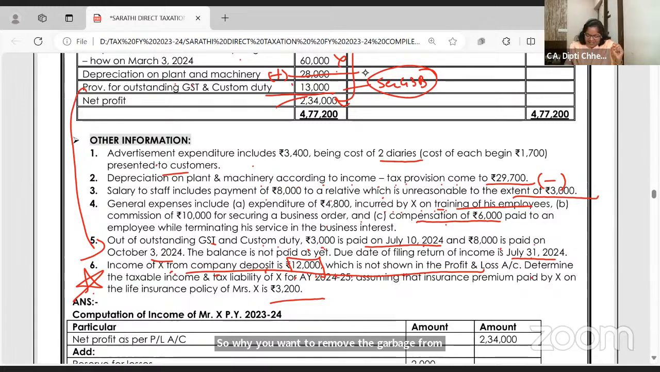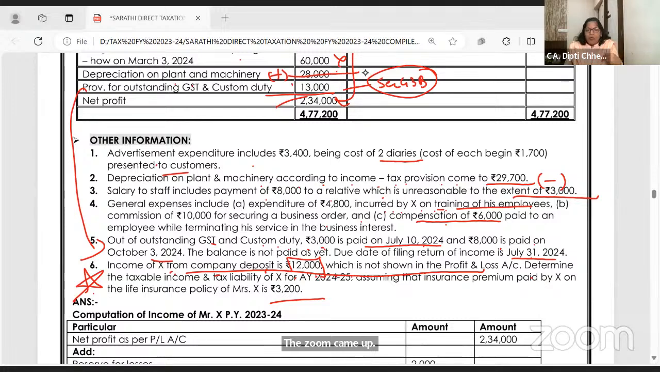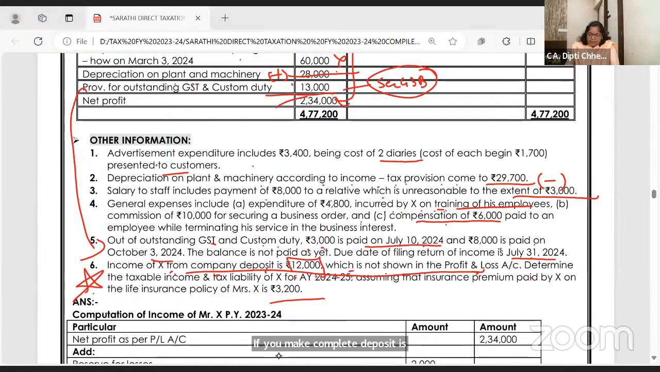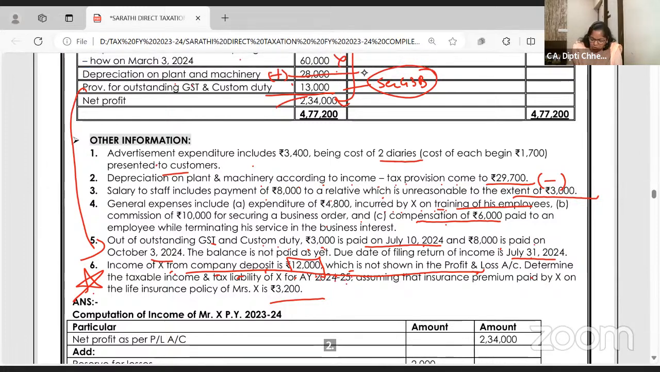This is joking. Next is add. Why add? Is it your income? Okay, and you didn't credit it in the P&L account, so you want to add. But tell me, company deposit is like an FD. So on the FD, your income is 12,000. Is it your business income? No. Which income is it? Income from other sources. And they didn't credit it in the P&L account.